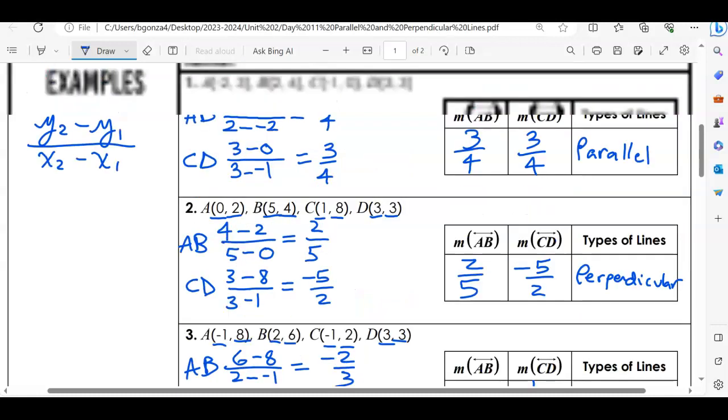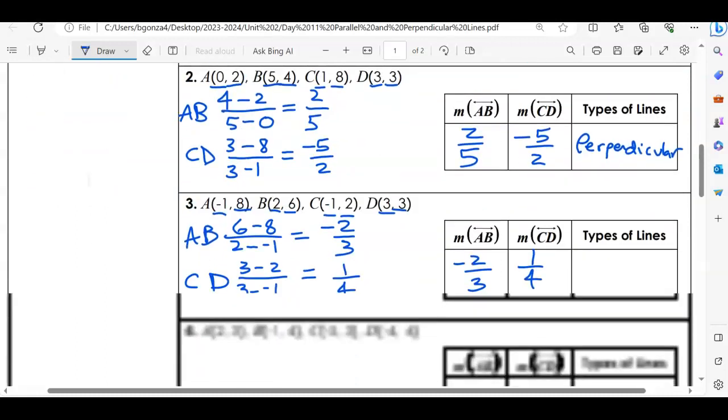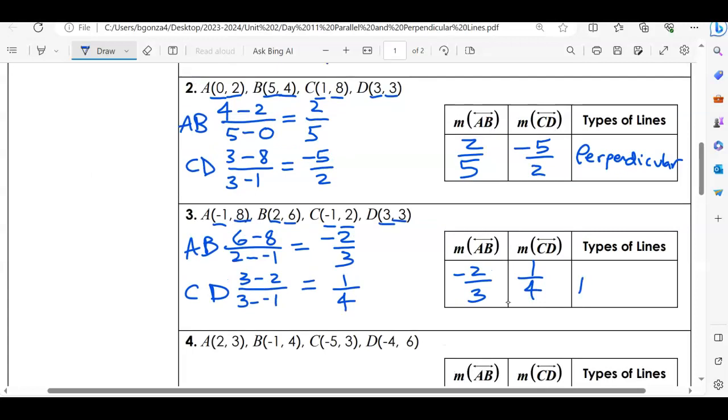What do I put? Did you read the instructions? You either put parallel, perpendicular if it has both changes, or what? Neither. If it does not change the sign and flip the fraction perfectly, you're going to put neither. This is called skew. Okay, we'll revisit that on the review tomorrow or Wednesday.